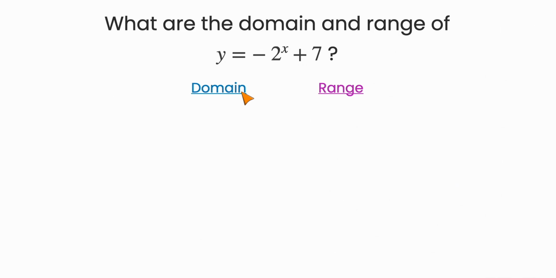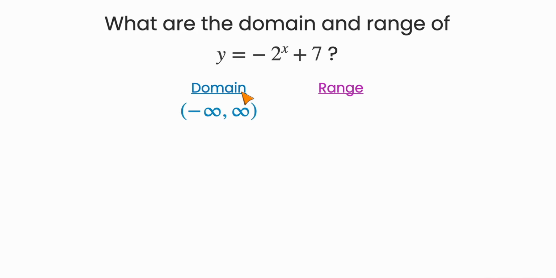When considering what x values are valid inputs to the function y equals negative 2 to the x plus 7, you may notice that x is the exponent. There are no restrictions on values for exponents, and so our domain is all real numbers, from negative to positive infinity. Now let's consider what y values we could possibly get out.